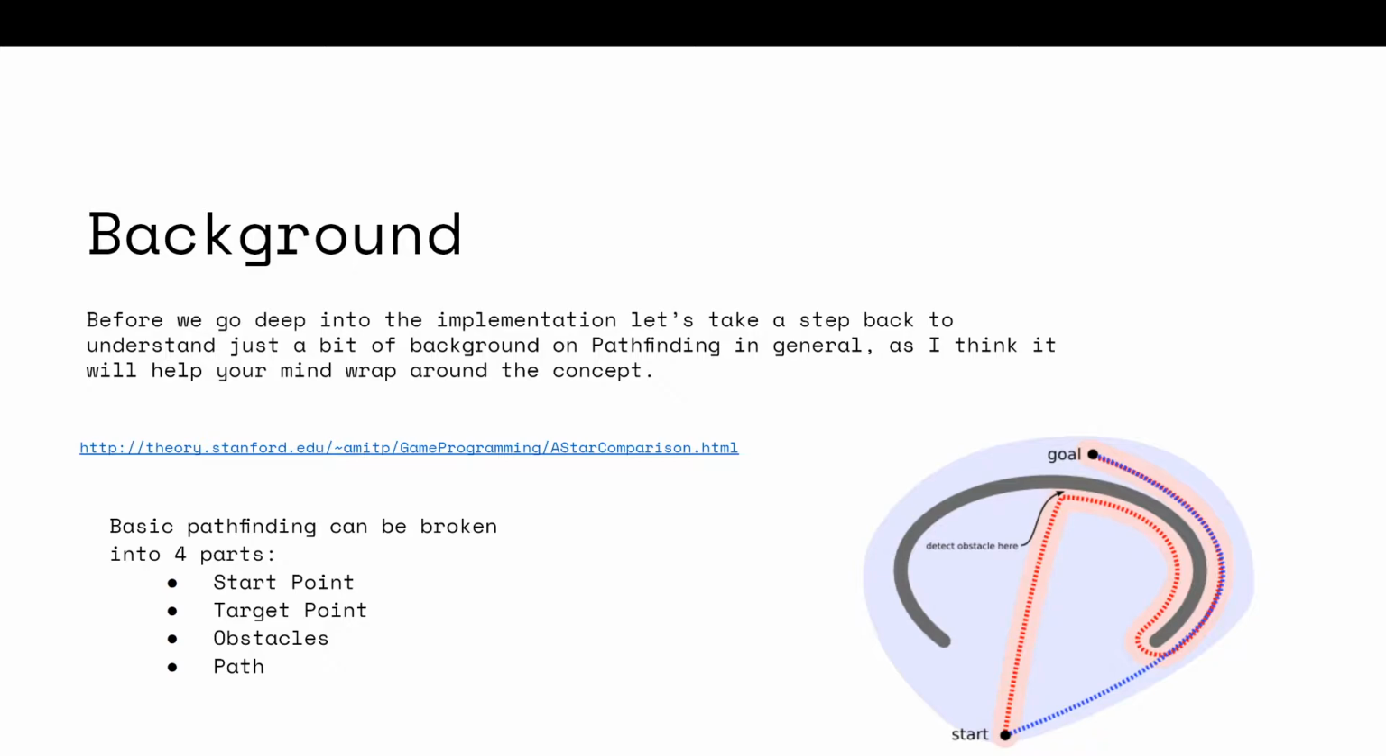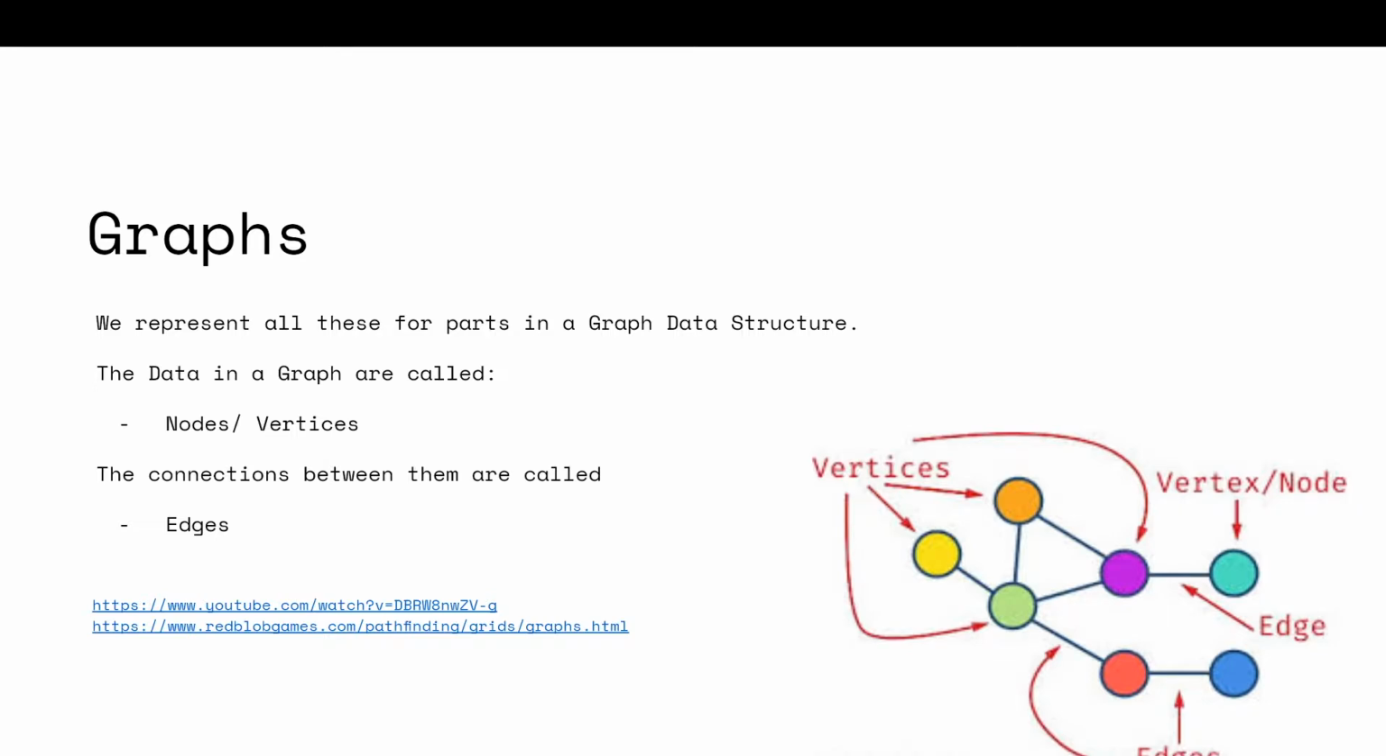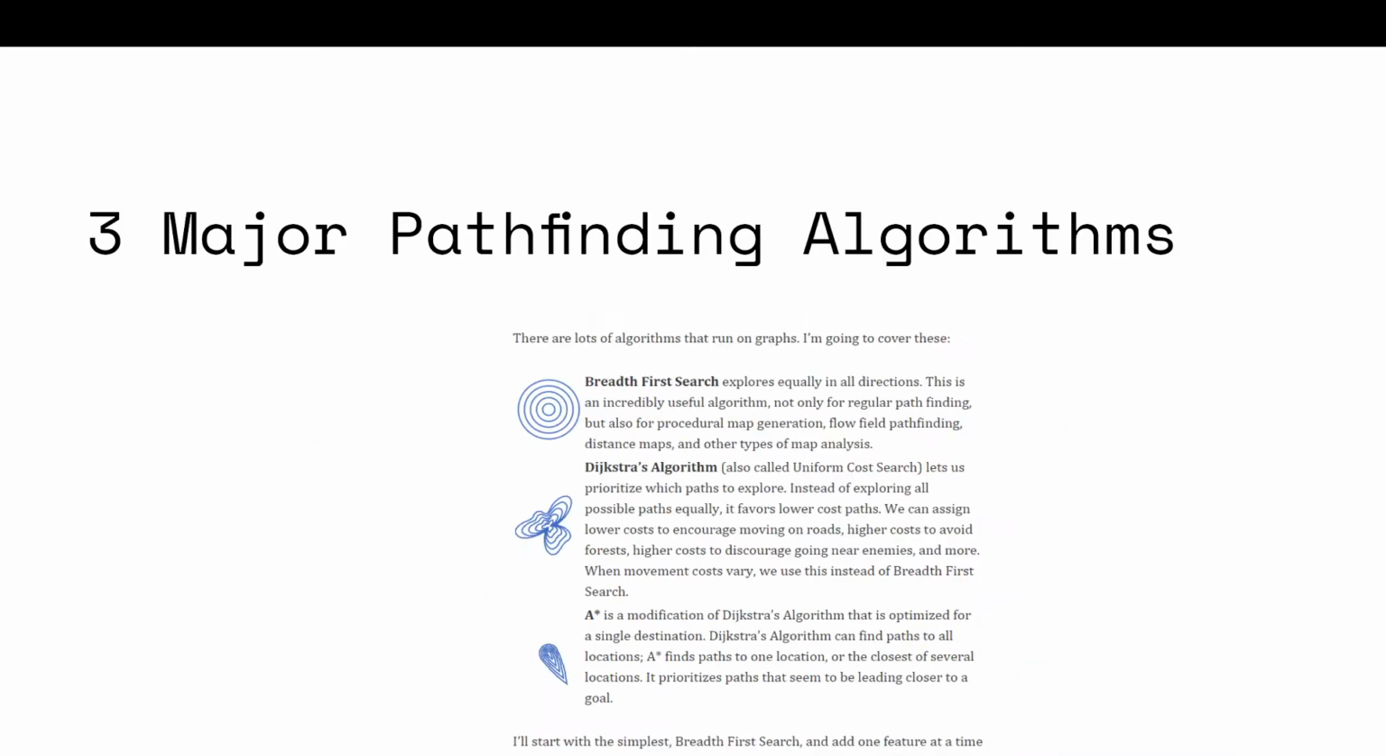Pathfinding in general can be broken into about 4 pieces: a starting point, a target, an obstacle, and a path. It's represented in a graph data structure where the data in the graph are called nodes or vertices, and they are connected by what are called edges. There'll be some more links around this if you want to learn more about graphs.